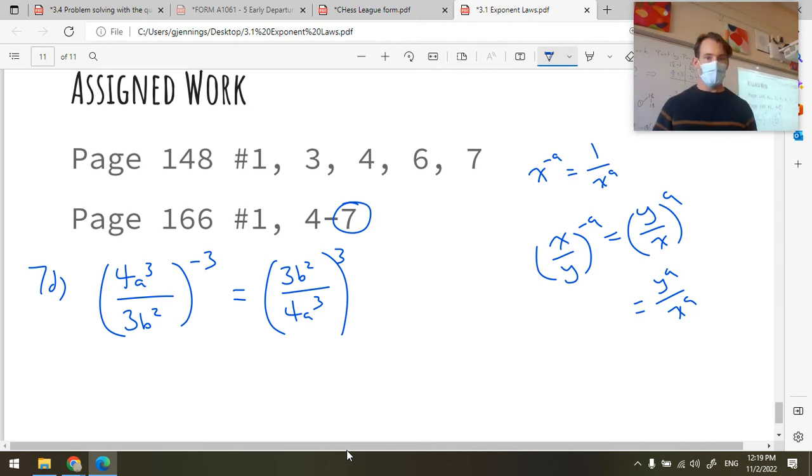Okay. So now we apply our power of a power law, but we apply it to the numerator and denominator because they're fairly ambivalent about multiplication. You multiply a fraction a over b times a over b, it's a squared over b squared.